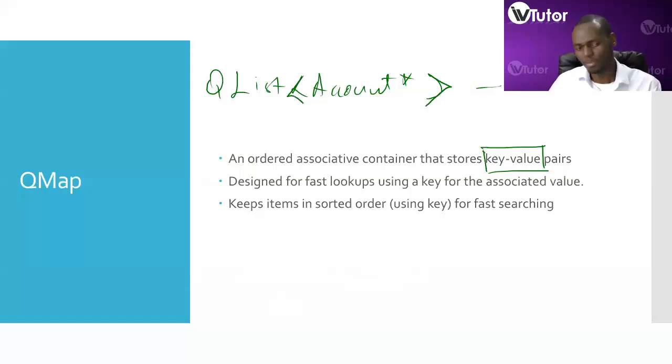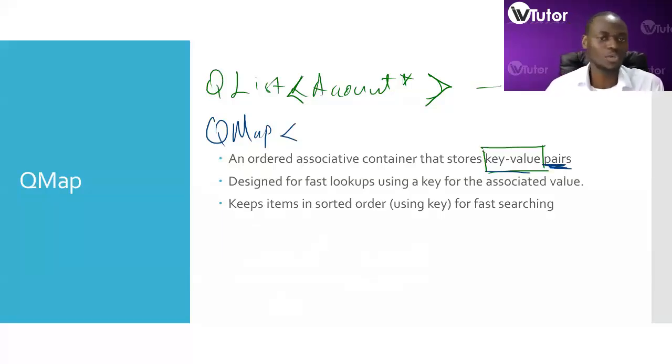Now, if it's a QMap, you are still going to store accounts, so you'd go QMap like that, and then you specify that because each item in your QMap is a pair. There are 2 items involved, the key and the value.